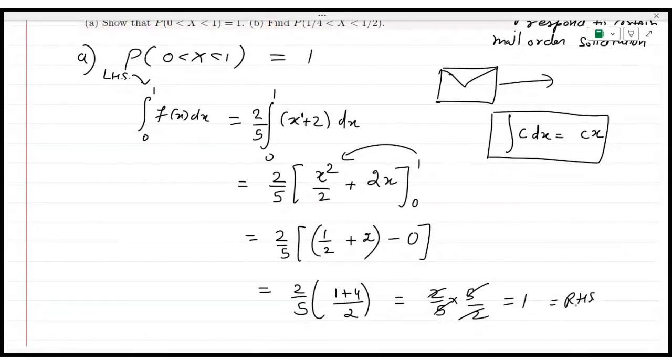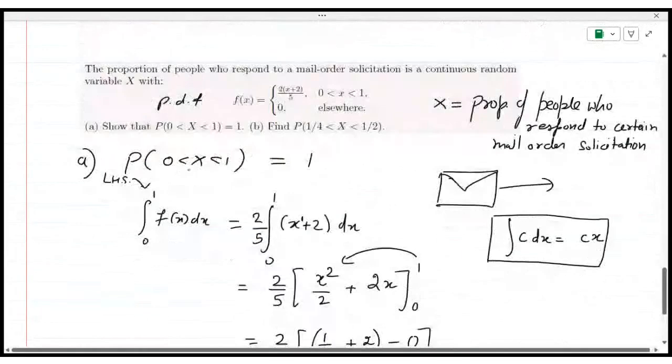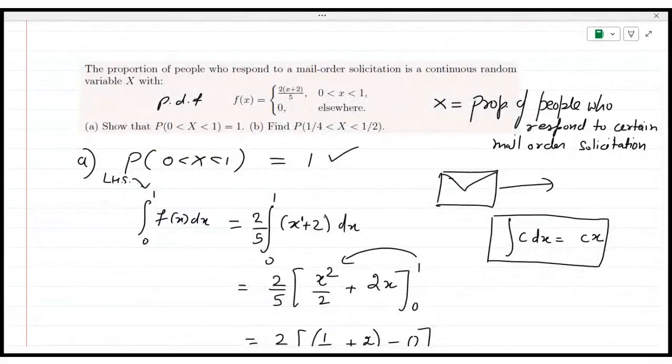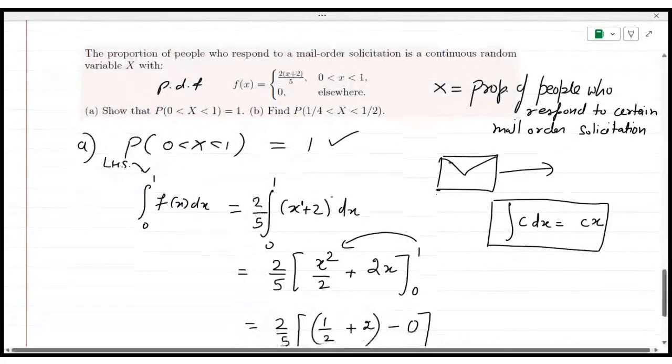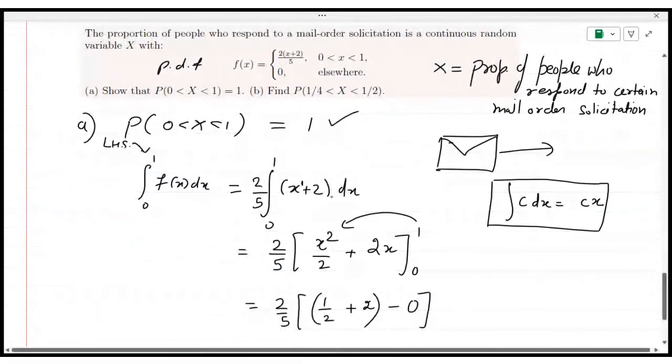So this is what we had to show in the first part, that the probability that x is between 0 and 1 is 1. Any doubt in this, students? Is this clear to all? Yes, sir.